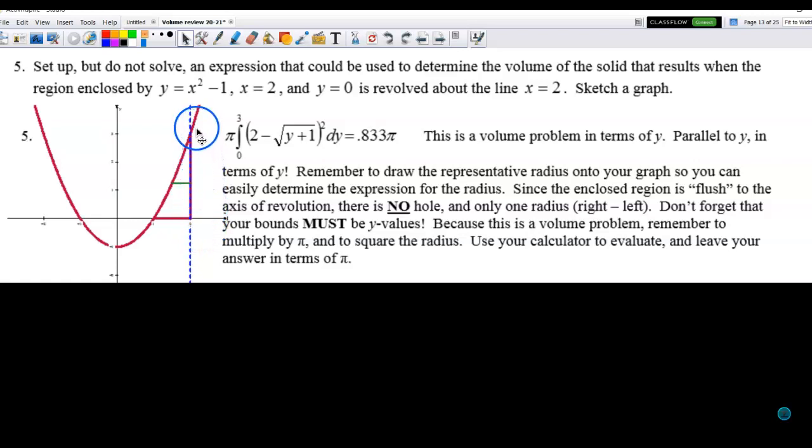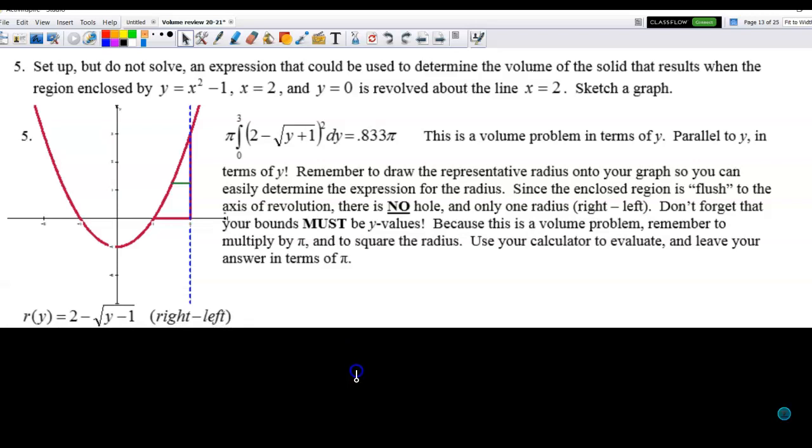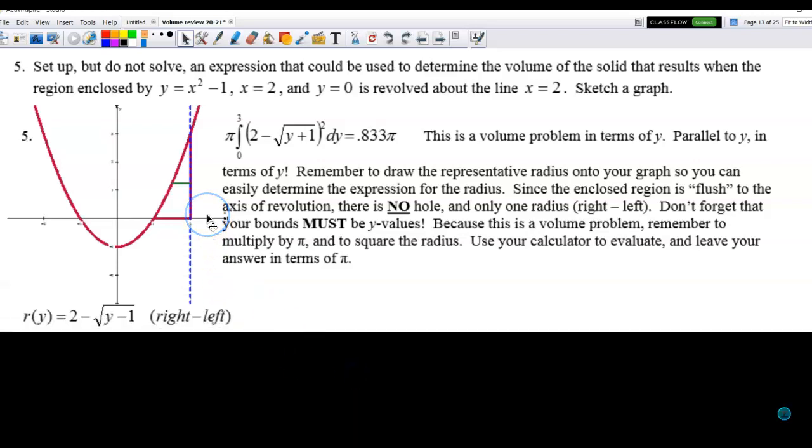Now, since we're going around a vertical axis, which is parallel to the y-axis, we will be in terms of y. So we are going to have a little r of y. Now, little r of y is going to be, make sure, the right side minus the left side. So the right side is the line x equal to 2. The left side is the parabola, but it has to be in terms of y, so we add 1 to both sides and take the square root. So right side, 2, minus left side, square root y minus 1. So that's my little r.